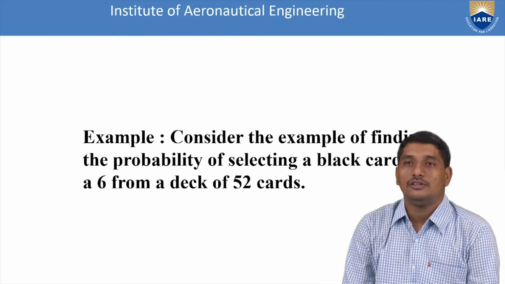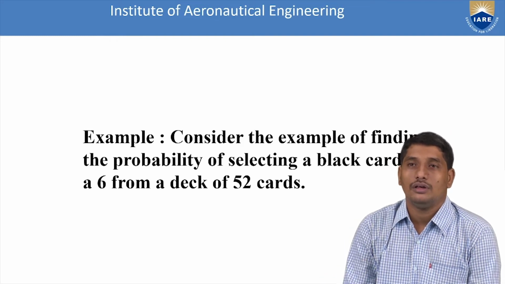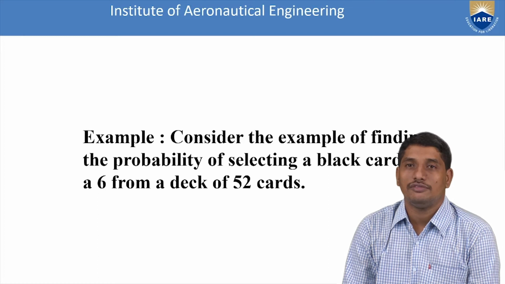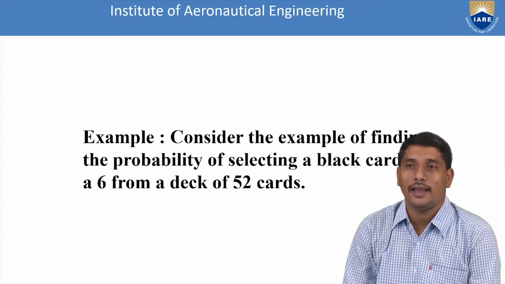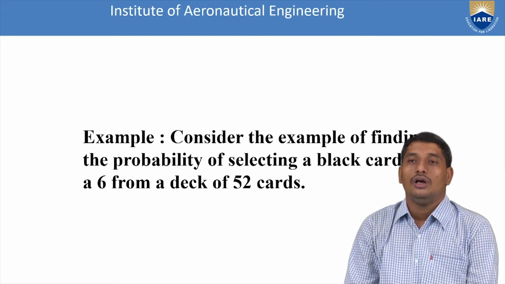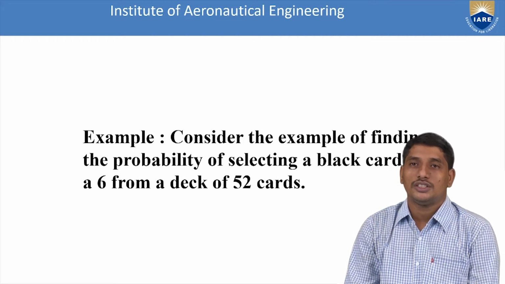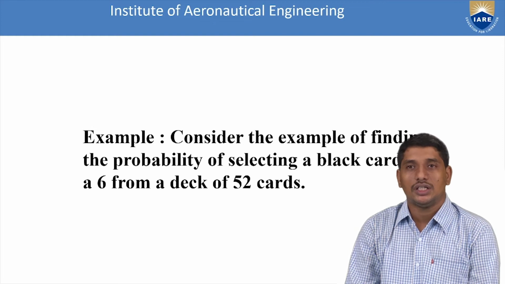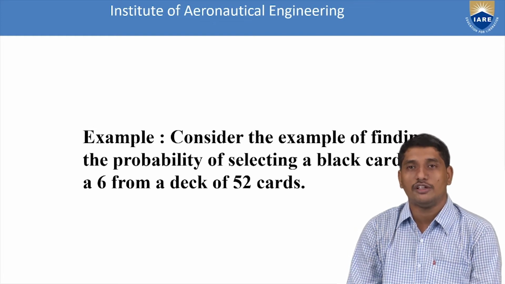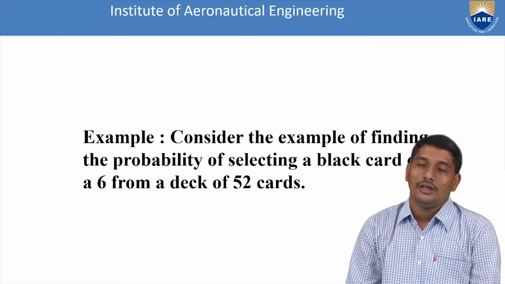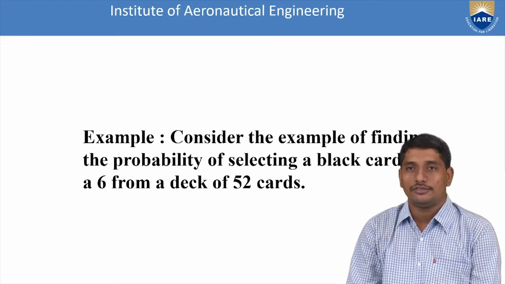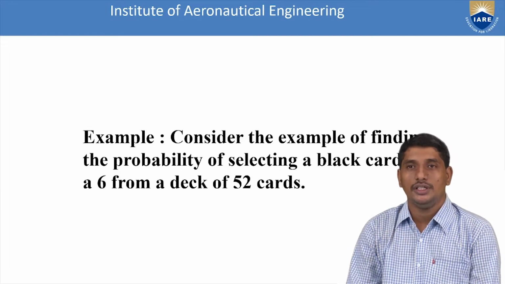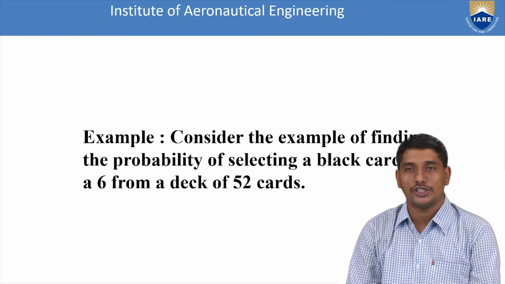We are considering the first example. The example says: find the probability of selecting a black card or a 6 from a deck of 52 cards. Before solving this problem, let us discuss the structure or composition of a deck of cards. In probability, by a deck of cards, we mean a set of 52 cards.